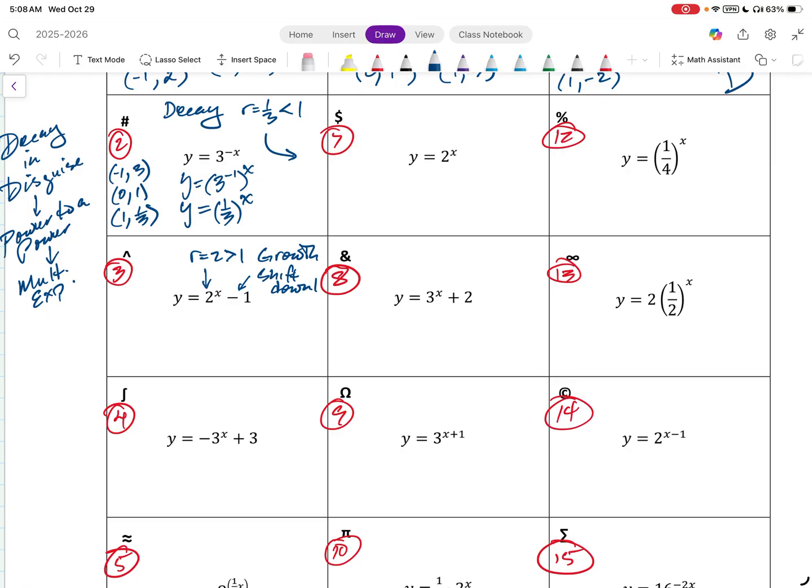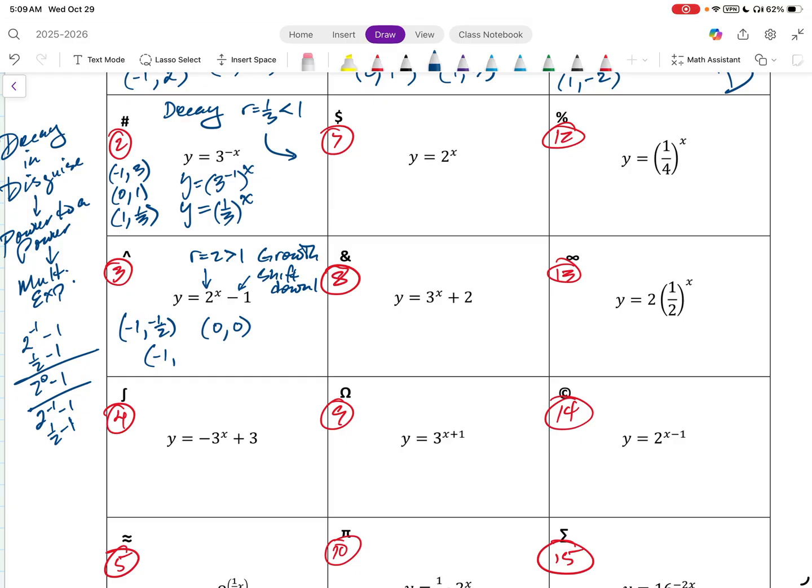So we're looking for a growth function, and now we need to put some values in there. 2 to the negative 1 power minus 1 is the same as 1/2 minus 1, or negative 1/2. Next point, put a 0 in there. So 2 to the 0 power minus 1. 1 minus 1 is 0. So it's got to go through the origin. And then you put negative 1 in there. So 2 to the negative 1 power minus 1 is 1/2 minus 1.